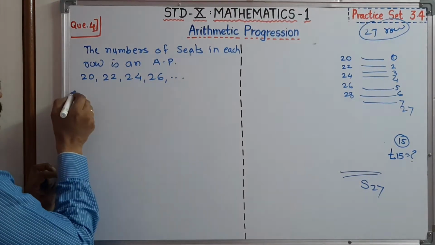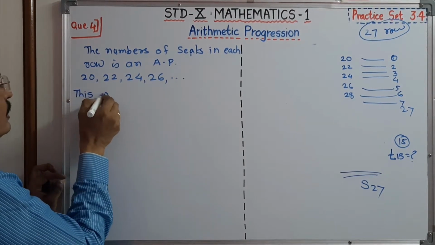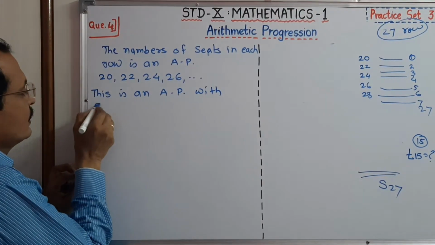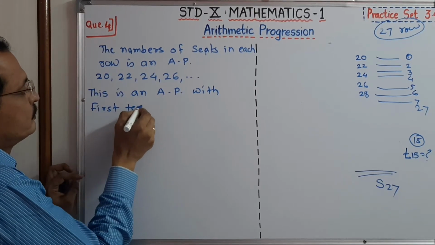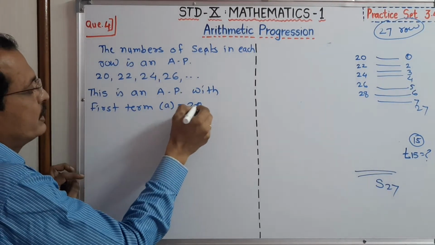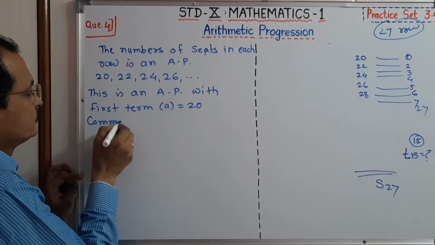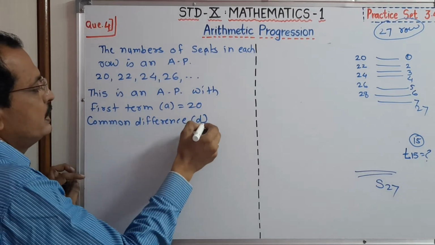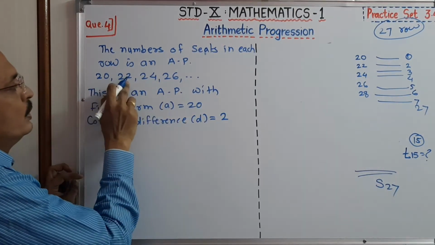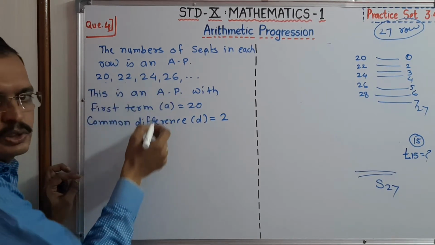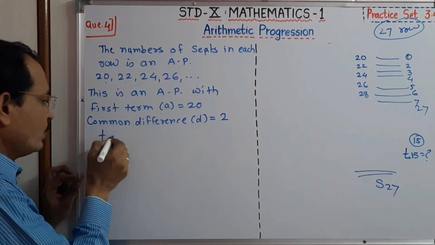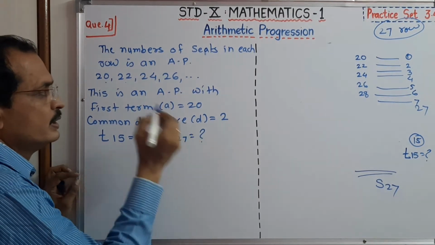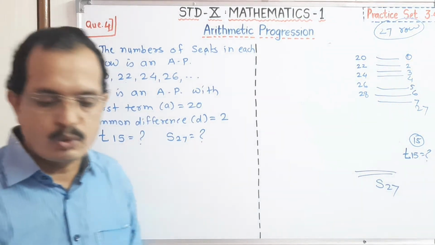Got it? This is an AP with first term A is equal to 20, common difference D is equal to 2. What is this? T2 minus T1, T3 minus T2, like this D. We have to find out T15 and we have to find out S27. That means in this sum we have to use both formulas.